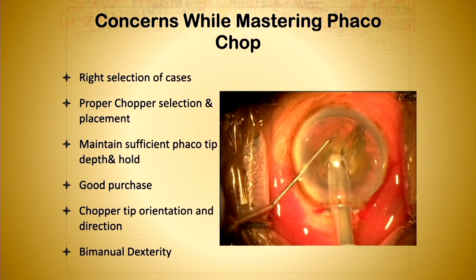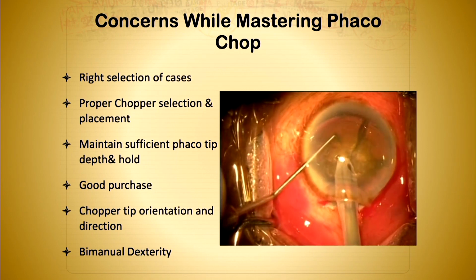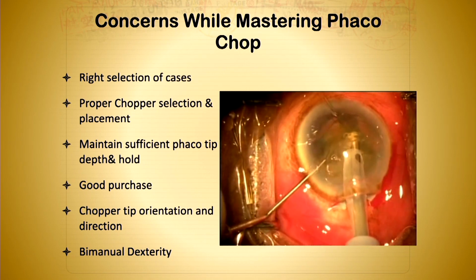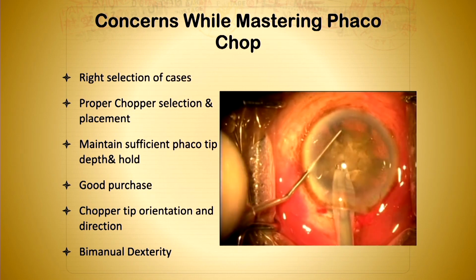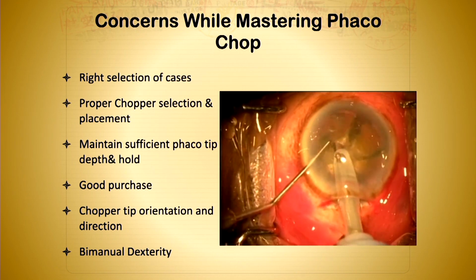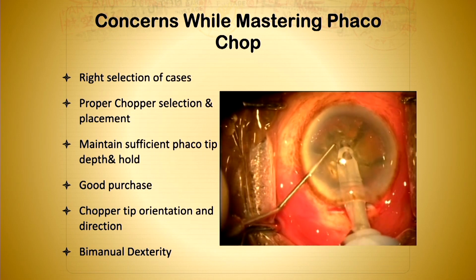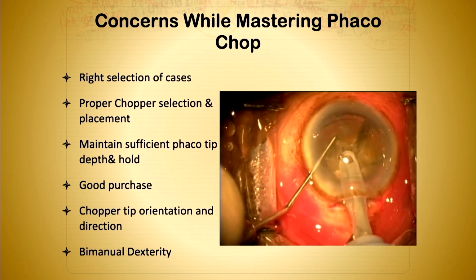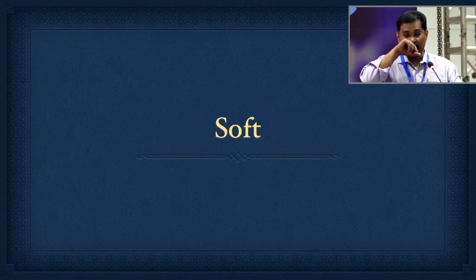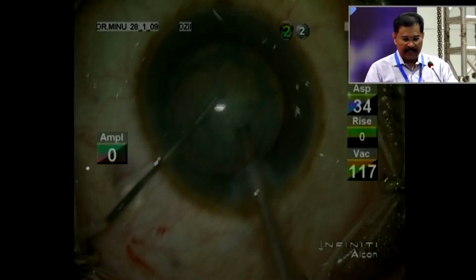If you try to chop, it will keep moving and rotating. And the ideal instrument for chopping has to be selected. A sharper one for a harder nucleus and a blunt one for a softer nucleus. And the orientation and bimanual dexterity: how to use the second hand more effectively for the instrument which you are handling. So start using the Sinsky hook well with the second hand and learn how to use the second hand for other instruments.